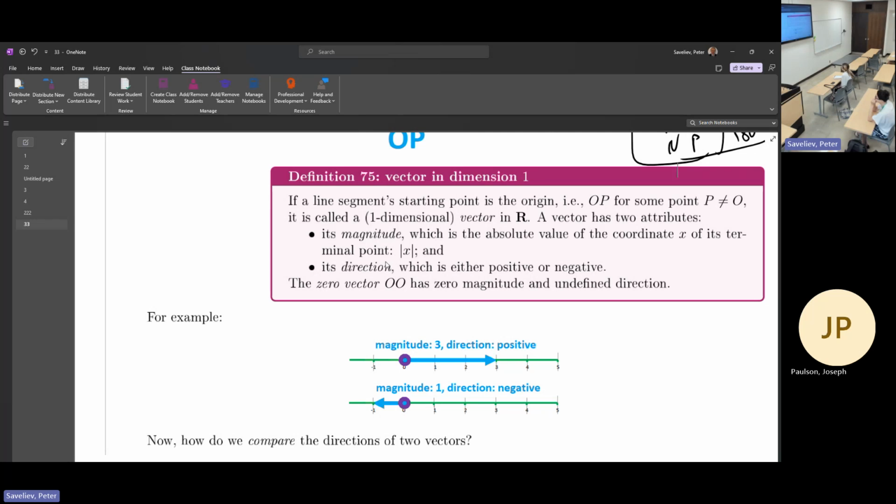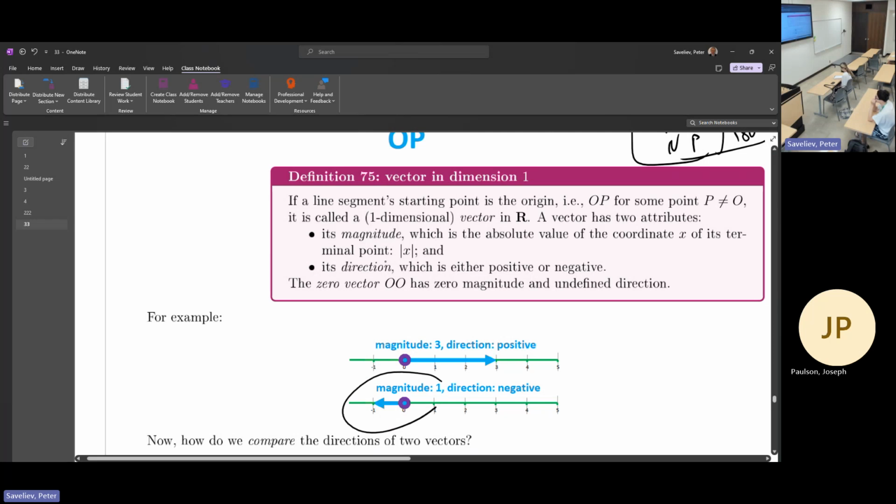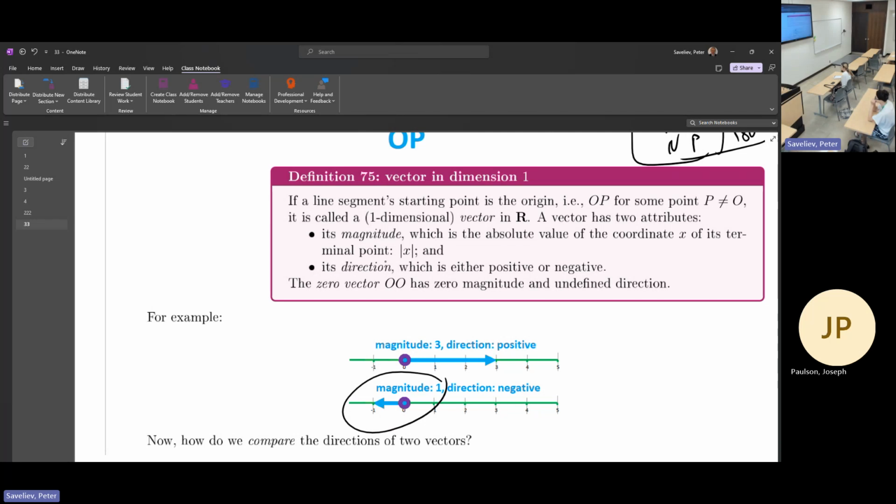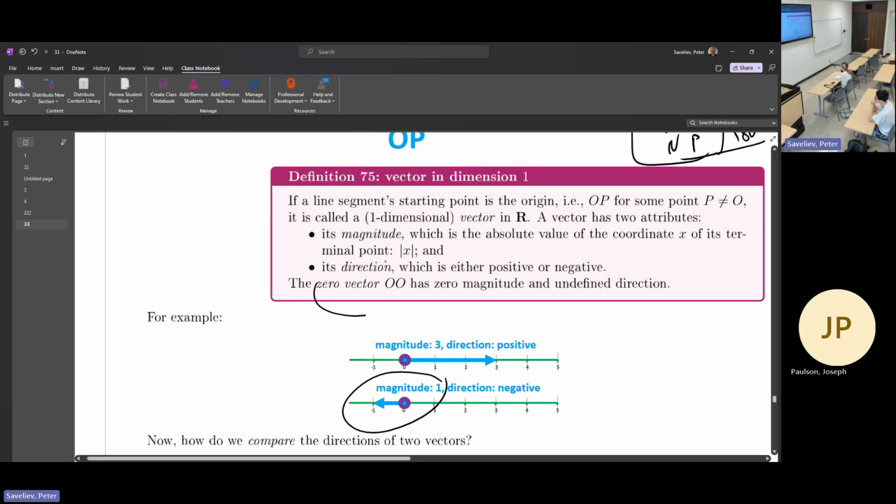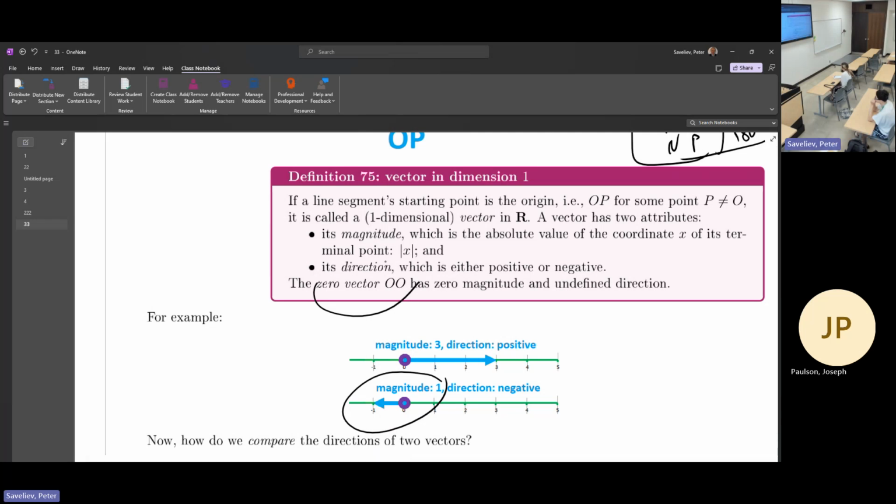As you can see, the magnitude here is one, not negative one, because we don't need anything negative. Just like with distances, it is always positive or zero. Okay, so that's certainly the zero vector, for us not to forget: the only one that has a zero magnitude, and the direction is undefined. A very special vector.